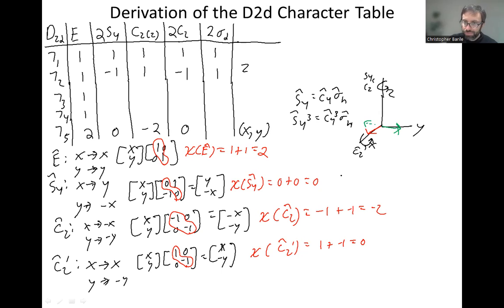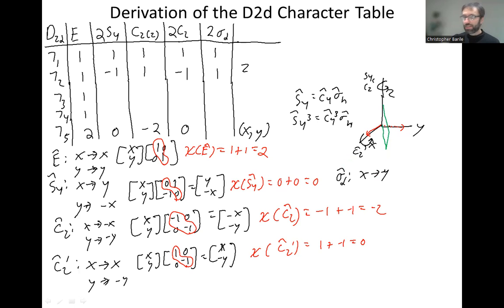Last one, sigma d's. For sigma d, the sigma d that we used before was bisecting at a 45-degree angle the x and y axes. And so if we think about an x vector, it's now looking at itself 45 degrees away from the mirror plane. So it's going to end up reflecting 45 degrees on the other side of the mirror plane. That makes it 90 degrees from one another. So x is going to go to y.